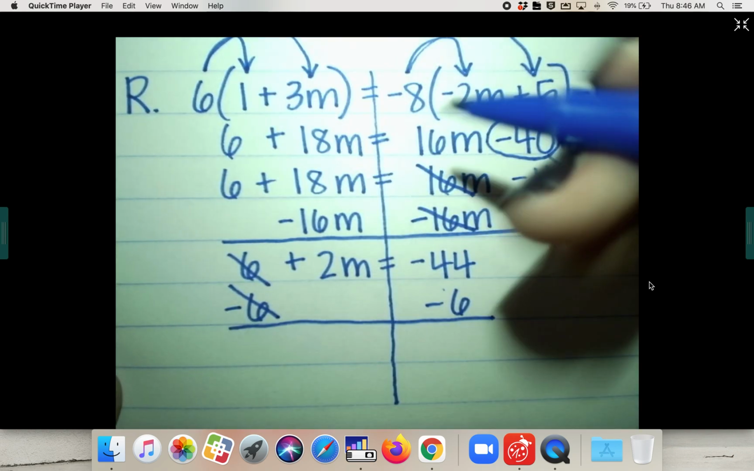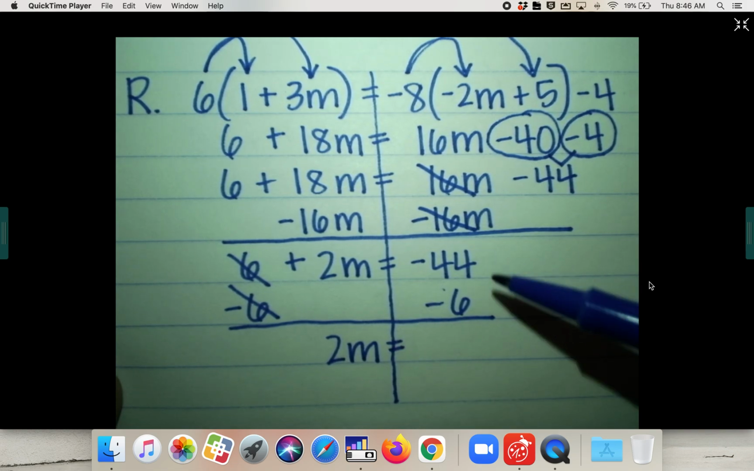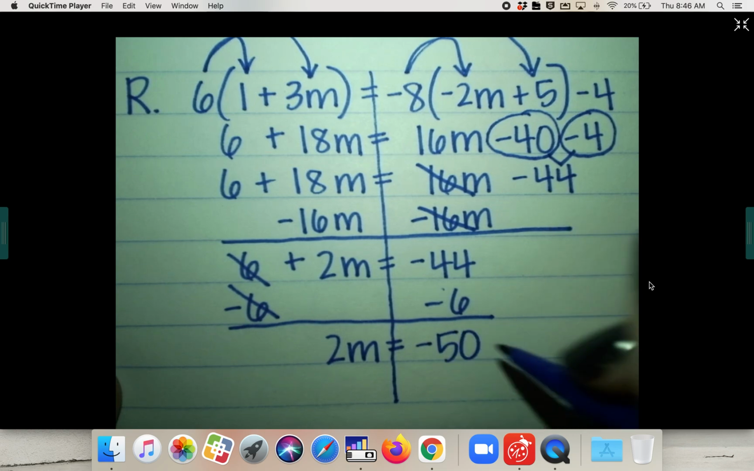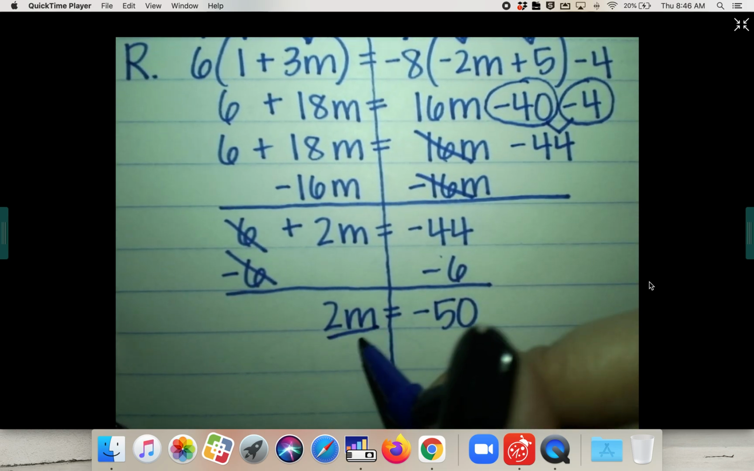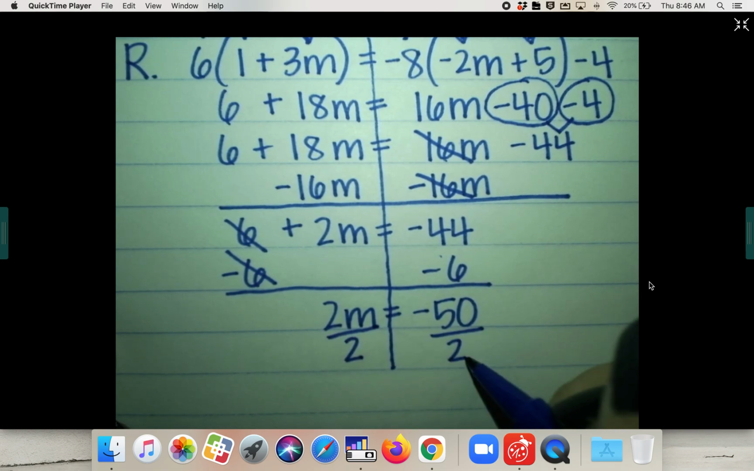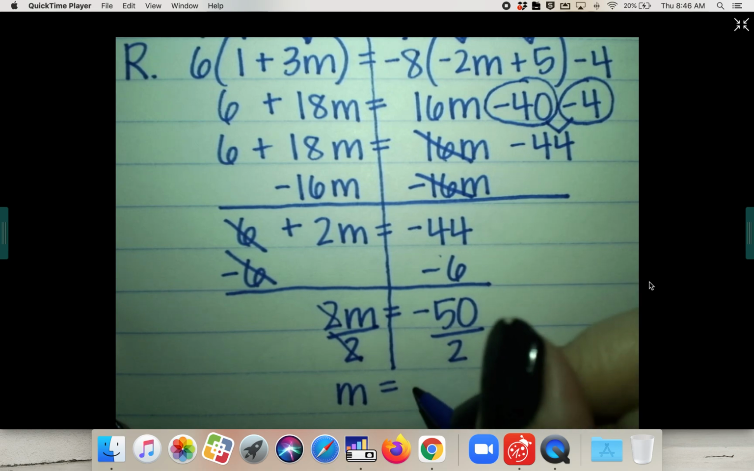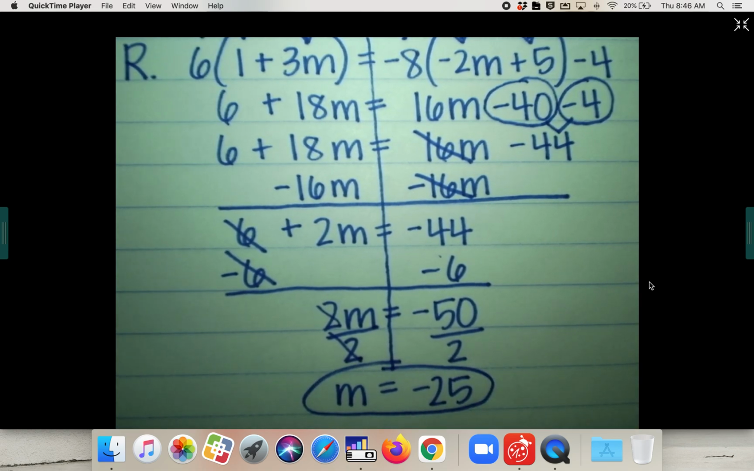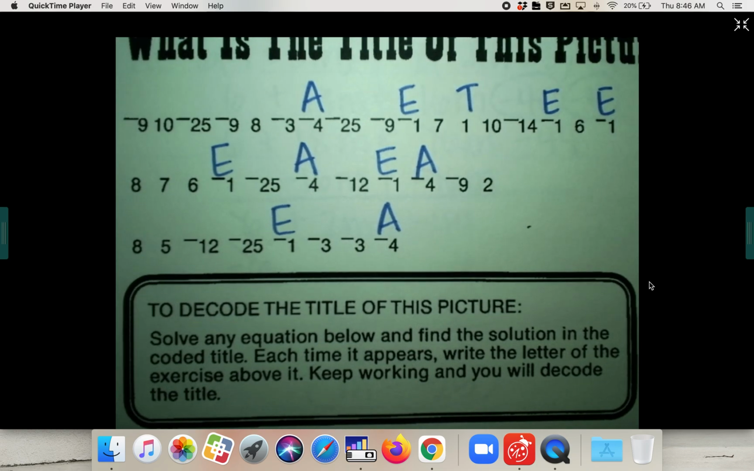Can't get rid of negatives forever, huh? So 2m equals, anyone know what this is? -44 minus 6 more? -50 is right. If you're not sure, use your calculator. All right, and then last step, we're going to divide by this 2 to cancel it so that we have m equals -25. Did you see any -25s? Oh, there were? Okay, I don't remember seeing any. So r is -25.